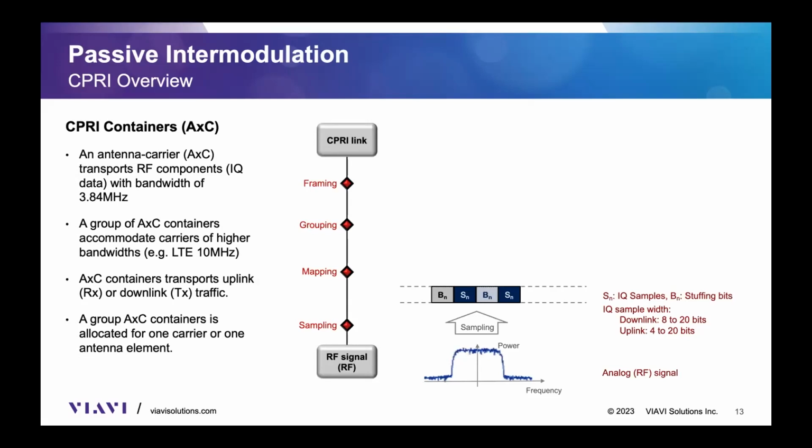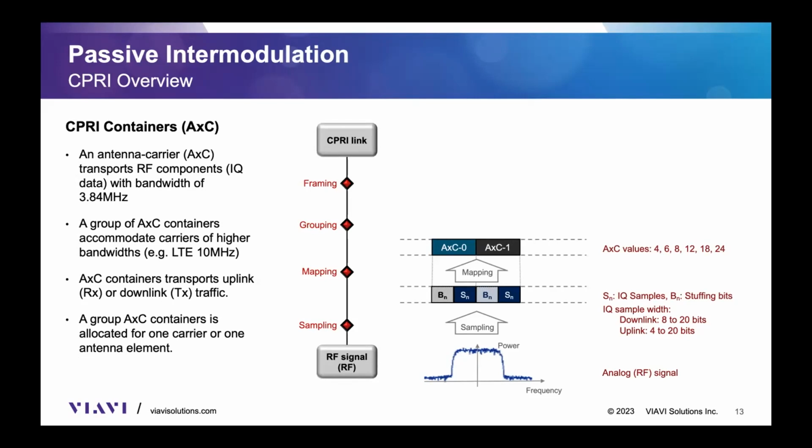And the CPRI protocol gives us multiple options for the number of bits that can be used between the downlink and the uplink and the stuffing bits. And then when we have that sampling, we group those bits in antenna carriers, and these antenna carrier values have different values from 4 to 24, based upon the bandwidth of the carrier that we're transmitting.